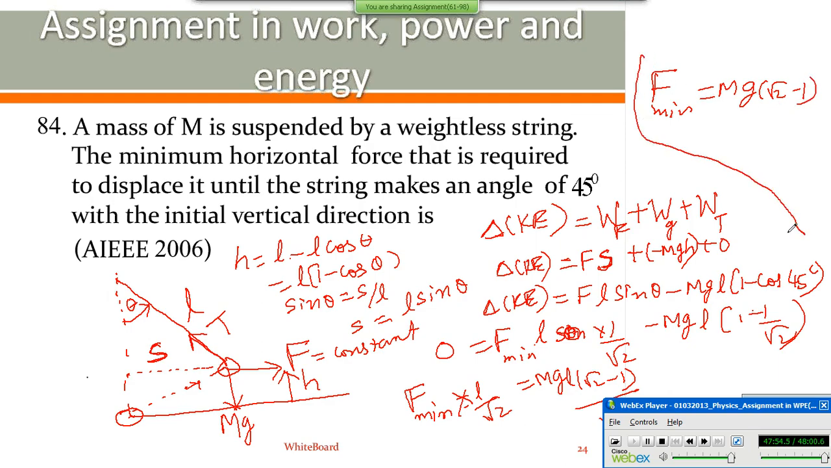So in case you want to copy the solution of the problem, you can take a pause and copy the solution of the problem.